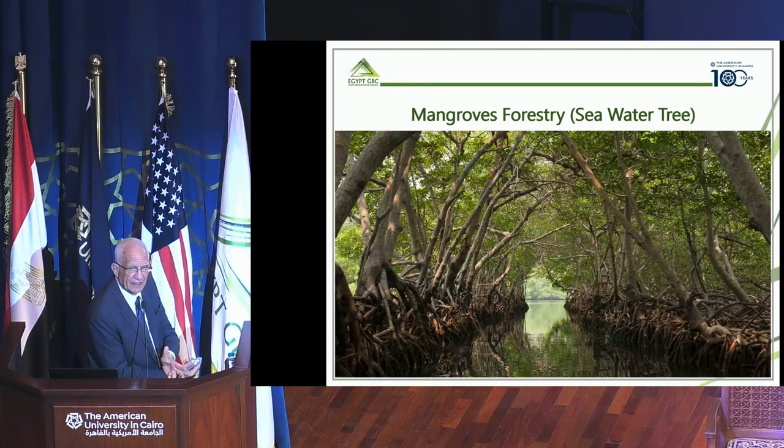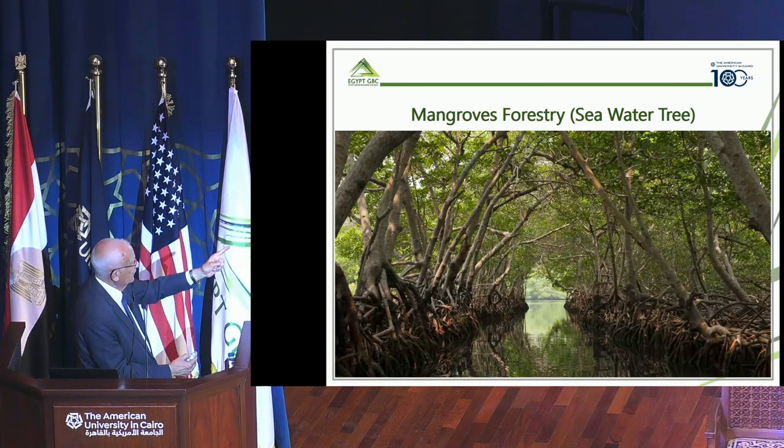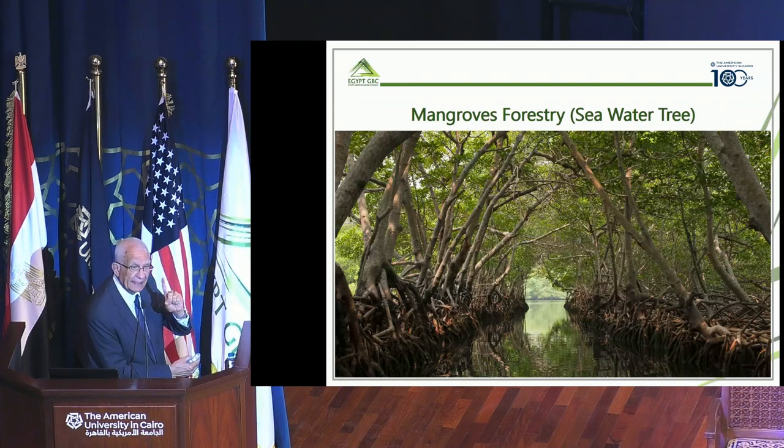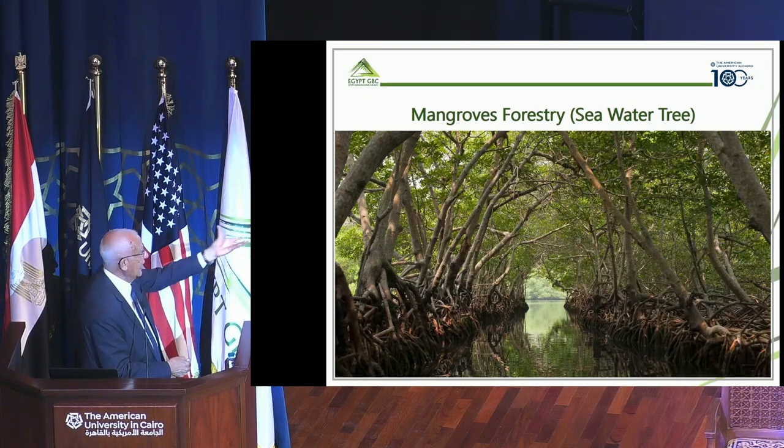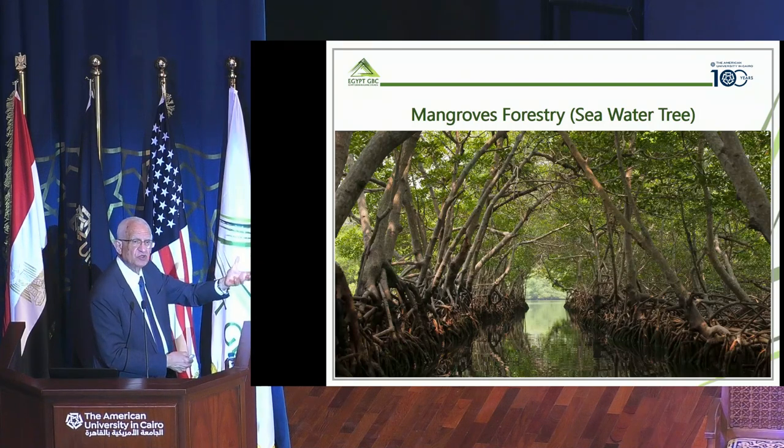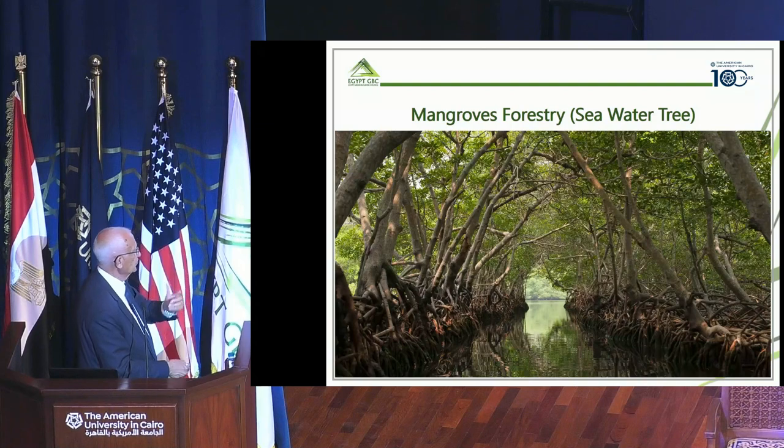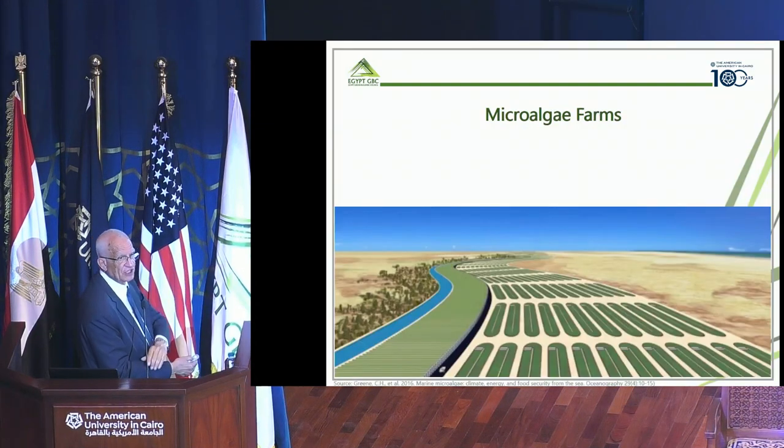Again, we have almost about 50, 60 mangrove forestry worldwide. And they grow this mangrove forestry mainly as natural incubators for fish. If you try to add macroalgae to the water, then this will enhance the growth rate of the fish and increase the fish production. This is the macroalgae farm.